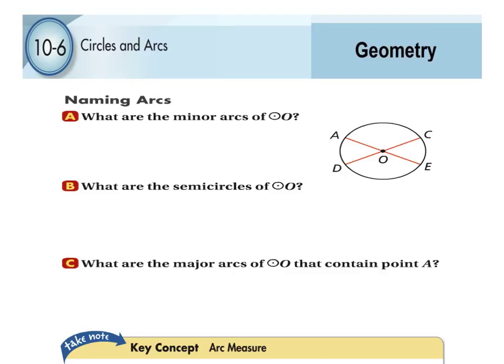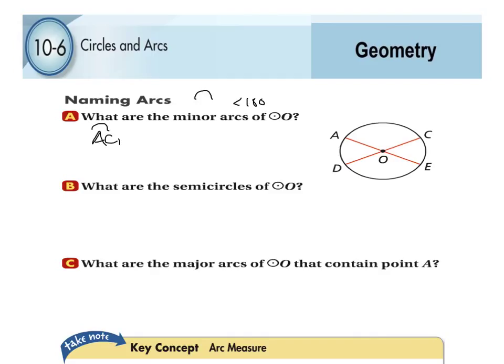Now let's take a look at some examples of naming arcs. What are the minor arcs of circle O? Again, this arc symbol is this little half-circle type symbol. The minor arcs are less than 180 degrees, so I need all of the small arcs. They're all going to be 2 letters. In this case, I'm going to start out with AC.